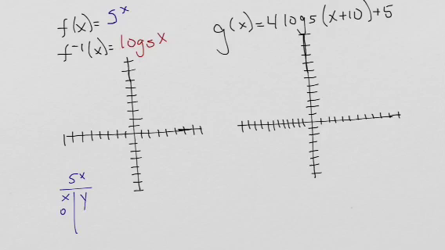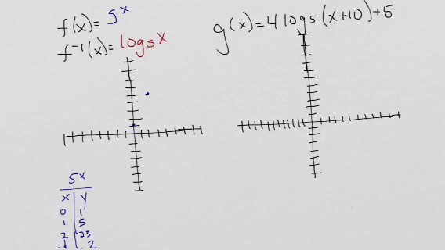So I get 5^0 is 1, 5^1 is 5, 5 squared is 25. That looks like it's getting a little bit big for my graph, the y value, so I'm going to go with -1, which is going to give me 0.2, or 1/5. So those are my 4 points for f of x equals 5^x. So I can get those on here. Got (0, 1) and (1, 5), 1, 2, 3, 4, 5.